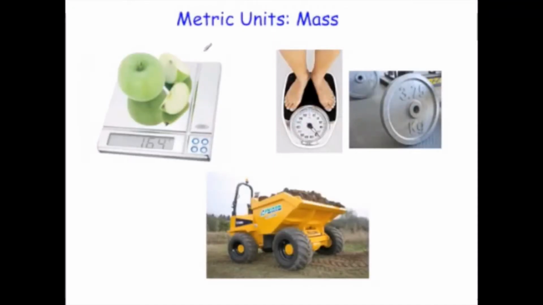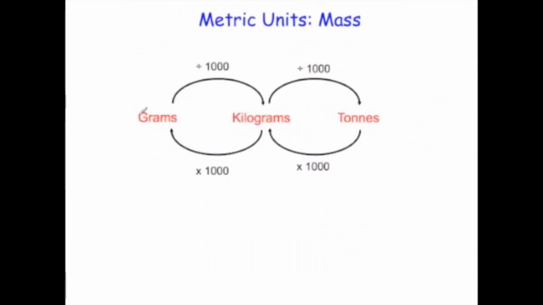In this video, we're going to look at how to convert between different metric units for mass, such as grams, kilograms, and tons. This is how you do it. To go from grams to kilograms, you divide by 1,000. For instance, 1,000 grams is 1 kilogram.